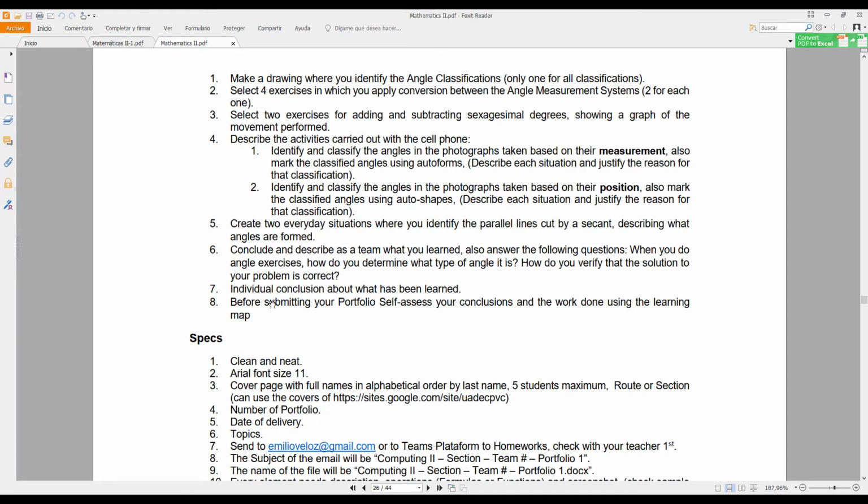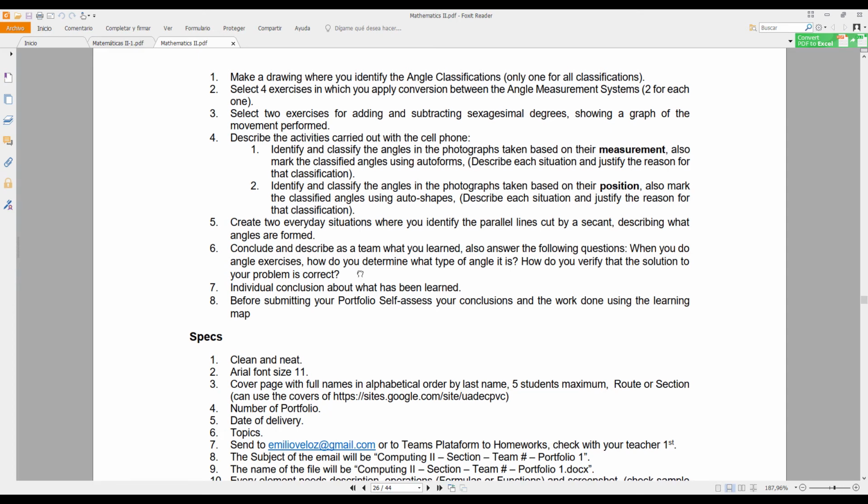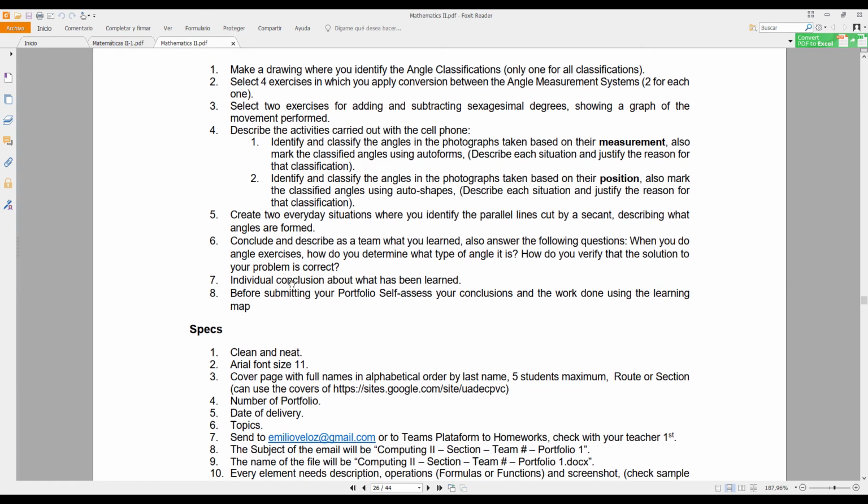Another thing, number 6: conclude, describe as a team what you learned. Answer the following questions. When you do angle exercises, how do you determine what type of angle it is? It's about the classification. How do you verify that the solution to your problem is correct? It depends. Number 7: individual conclusion about what has been learned.